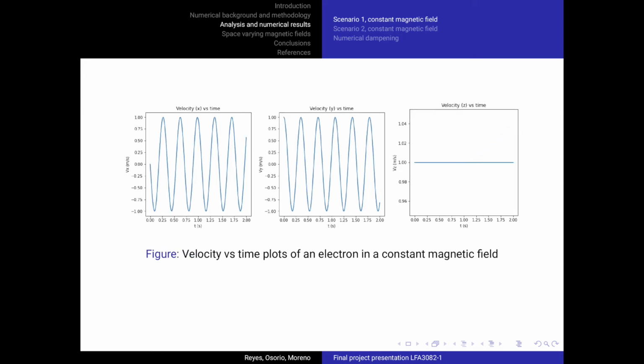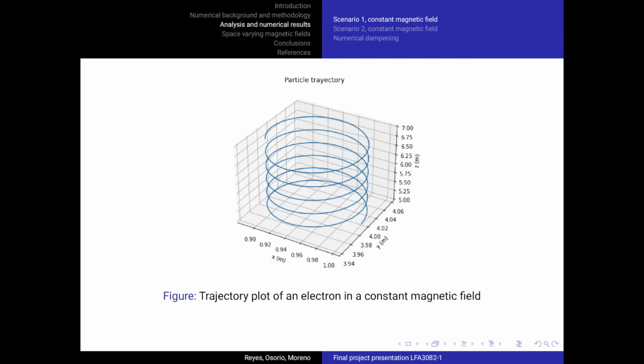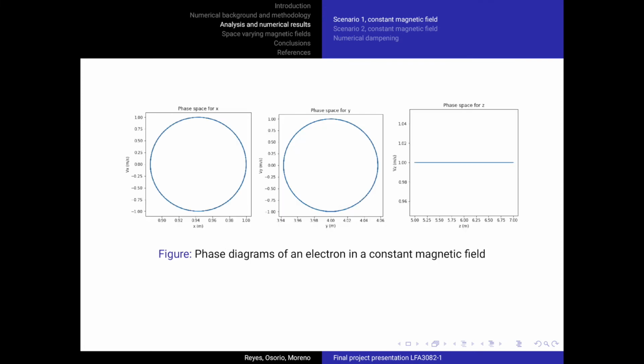We also expect the velocity versus time plots to look like the derivative of the position versus time plots and feature the correct starting velocities. The trajectory plot confirms the circular motion and features the correct starting position. Here, we can see the phase space of each direction. For the system, it means that we're plotting the velocity versus position in each direction.